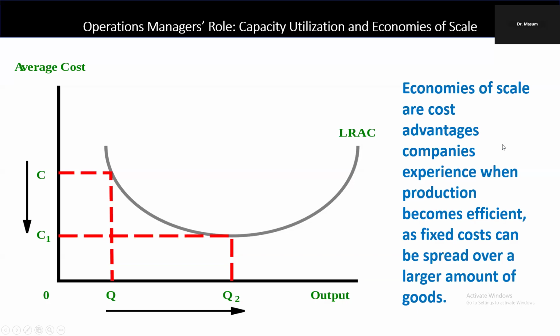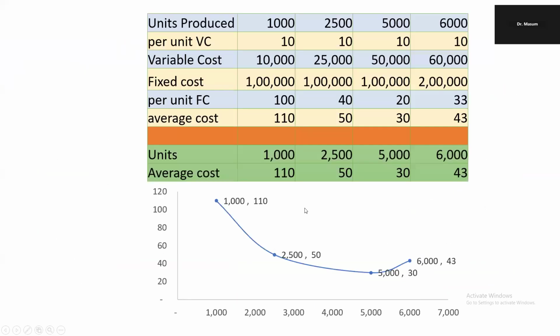Economies of scale are cost advantages companies experience when production becomes efficient, and fixed cost can be spread over a larger amount of goods. Fixed cost is spreading. Why is the unit cost decreasing? Because this is your unit cost. It was 110 when you are producing 1,000, quantity Q1. Your per unit average cost was 110. When you are producing 2,500, your per unit cost is becoming 50. That means it is decreasing. When you are producing more, your cost is decreasing from here to there.